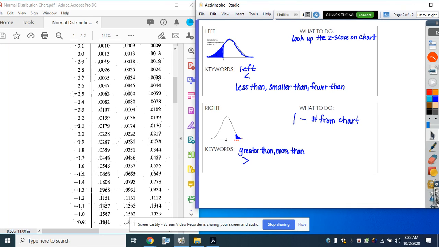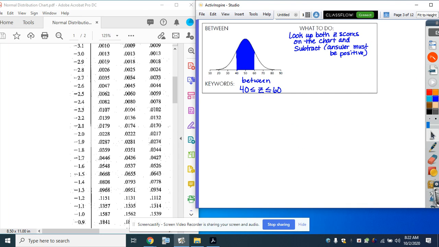All right, our last one is between. So if I'm in between two numbers, in this case between 40 and 60, I would want the things that are just in between these two. The way I do that is I look up both of these on the chart and then I subtract them. And you have to do that in a way that makes your answers positive.